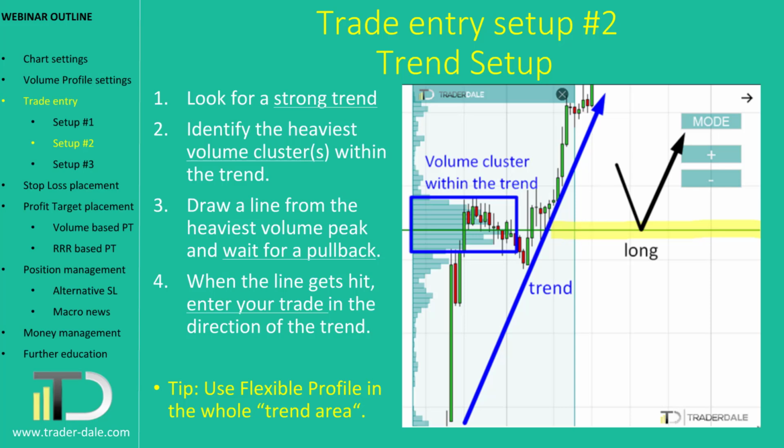So the logic behind the trend setup is that, for example, in this picture, strong buyers are pushing the price upwards. Then they stop for a while and accumulate another buying position. They add to their buying positions, and afterwards they push the price even higher. So when there is a pullback to this level again, to this volume cluster again, those buyers will be defending their buying positions and they'll push the price upwards.